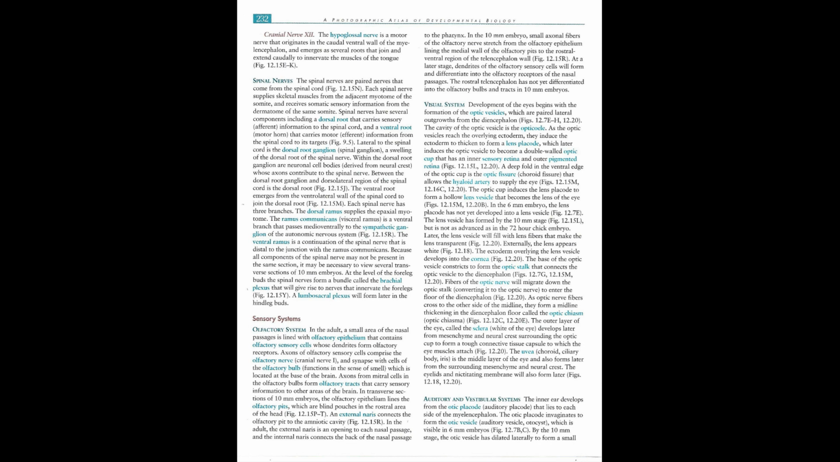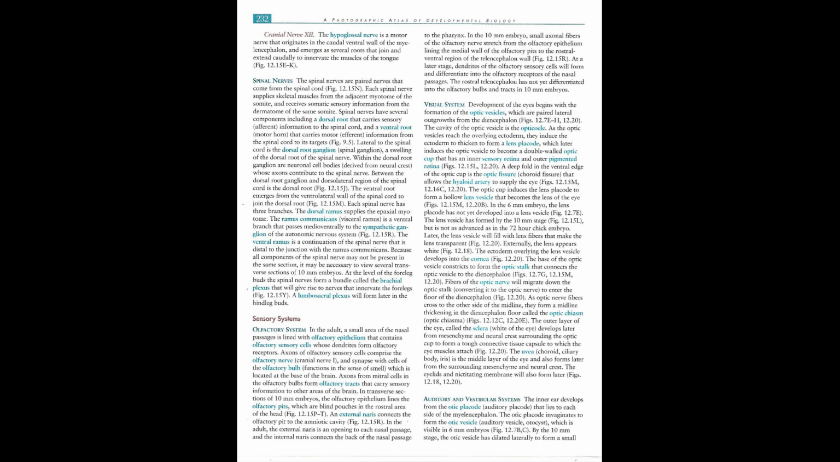A deep fold in the ventral edge of the optic cup is the optic fissure, choroid fissure, that allows the hyaloid artery to supply the eye, Figs 12.15 m, 12.16 c, 12.20. The optic cup induces the lens placode to form a hollow lens vesicle that becomes the lens of the eye, Figs 12.15m, 12.20b. In the 6 mm embryo, the lens placode has not yet developed into a lens vesicle, Fig 12.7e.